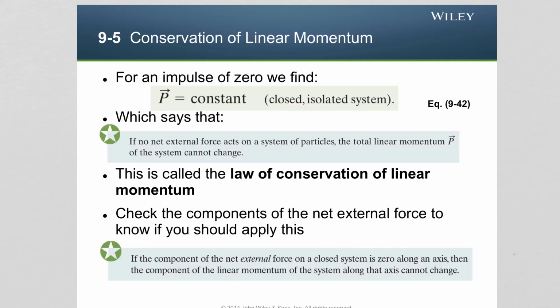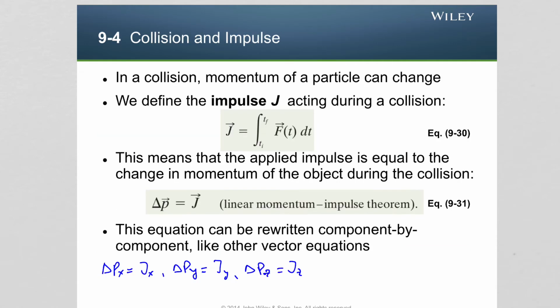Now we are ready to talk about conservation of linear momentum. Let's consider a closed, isolated system, which means that the system does not interact with its surroundings, which also means that there can be no net external force acting on the system. Or in other words, the net external force acting on the system is 0. Means that the impulse that will be acting on the system is equal to 0, which means that the change in momentum will be equal to 0.